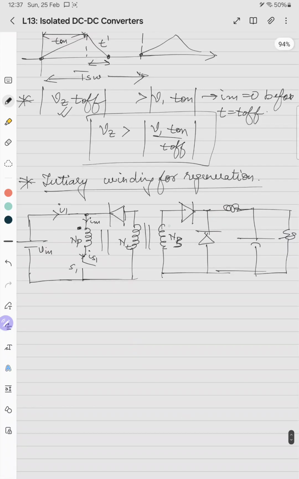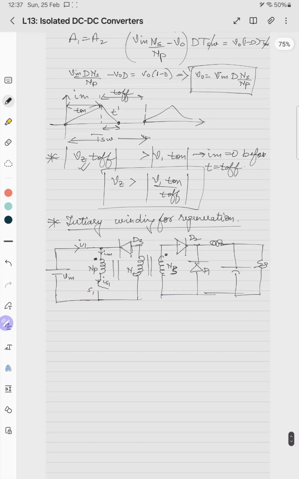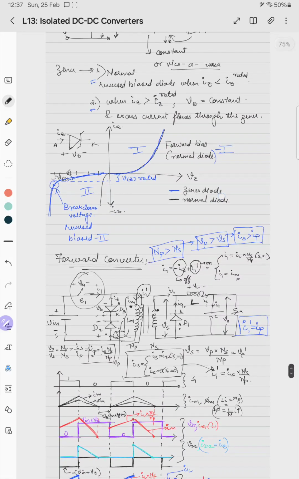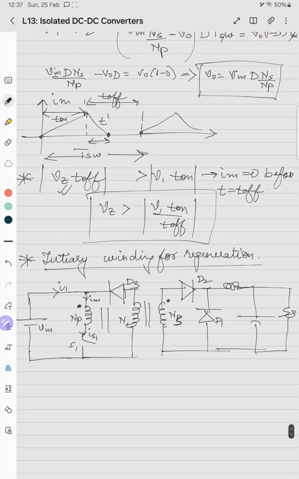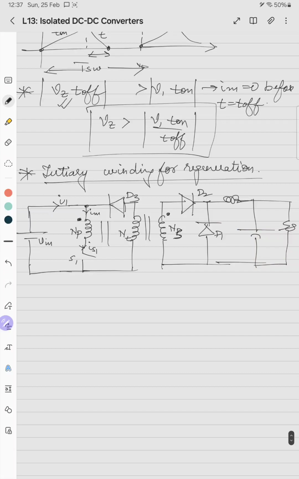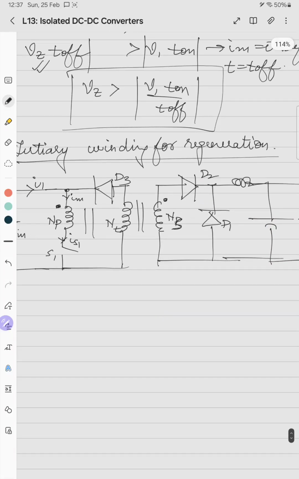This is the dot polarity of the primary and secondary winding. Say this is some diode D1, this is D2, this is D3. Now there is no need of the zener and this diode D2 to freewheel and make IM 0. We have to pump this energy back to the source. So there is no need of the zener and that branch. Instead of that, we have a tertiary winding.